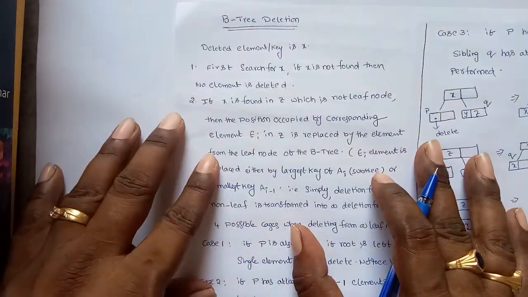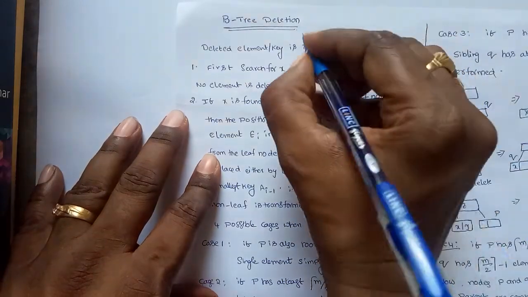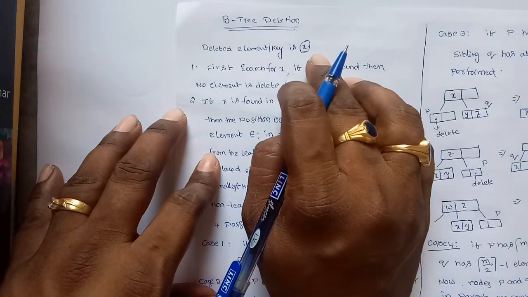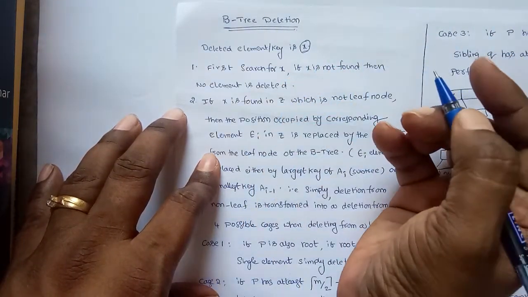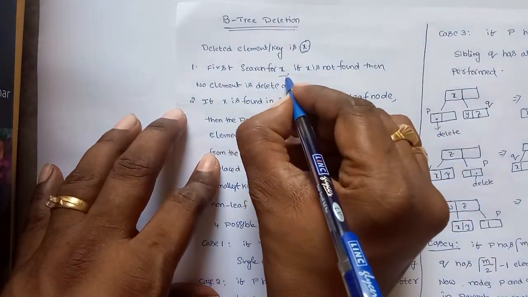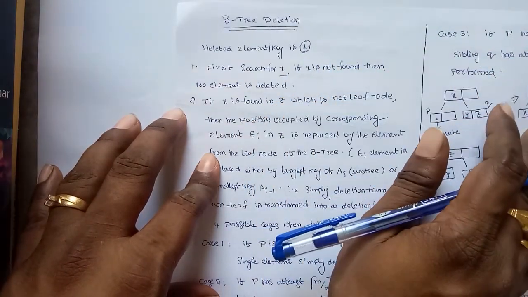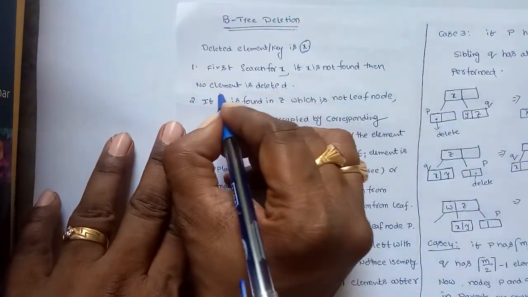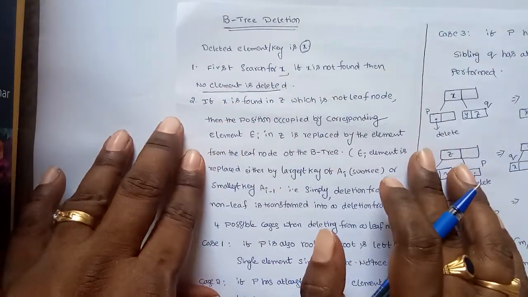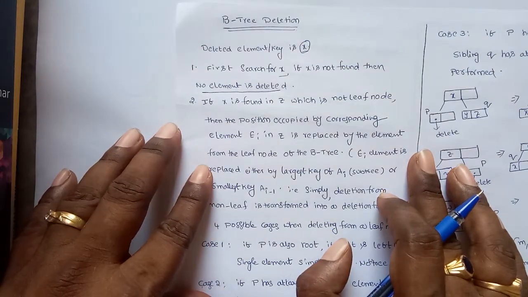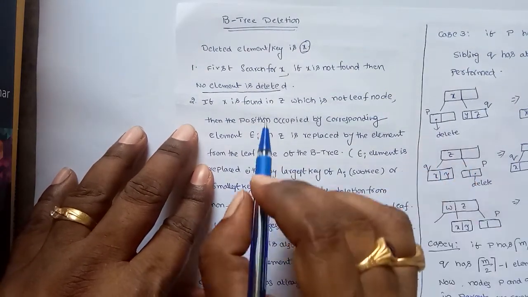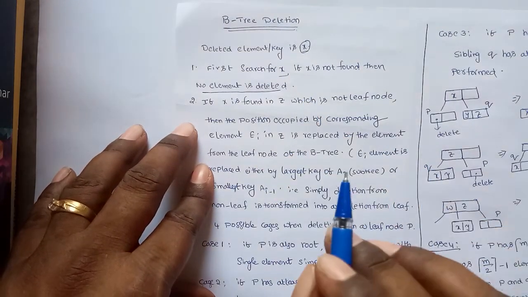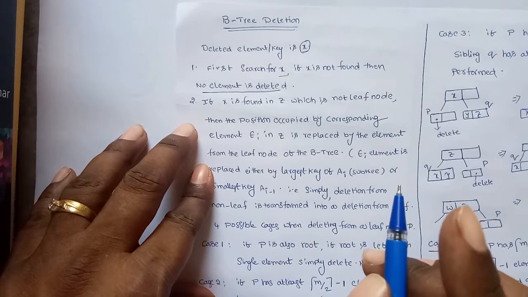Deletion procedure in B-tree. Assume the element to be deleted is X. What is the first step? Obviously, search for X. If X is found, then we perform the deletion operation. If the element is not found, no element is deleted. The next step is that we always perform the deletion operation at the leaf level. Remember, always perform deletion at the leaf level.